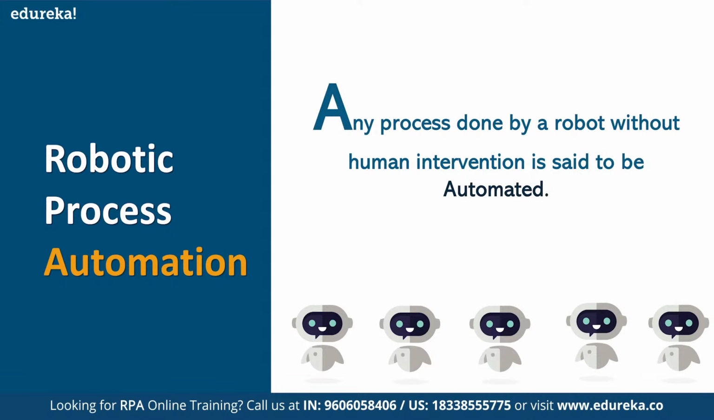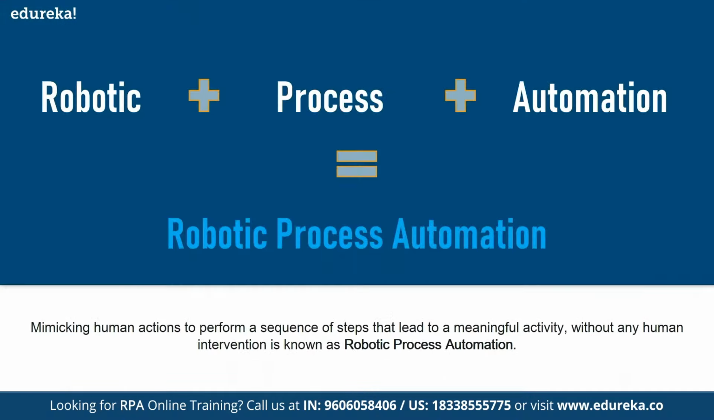If without humans, who is doing that? The very first word we have talked about, right? The robot, who has the capability of mimicking human actions. So that robot will do an automation for you. So putting all together, robotic process automation: mimicking human actions to perform a meaningful activity without humans is called robotic process automation.